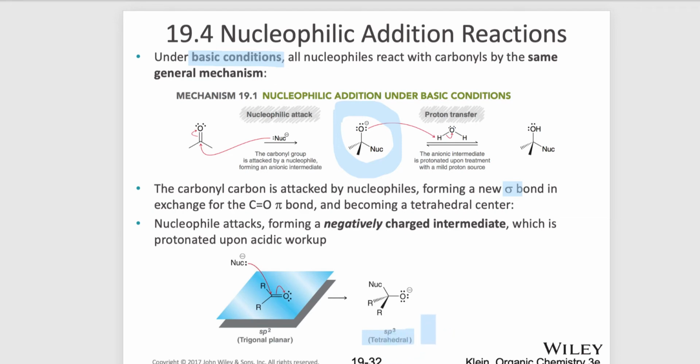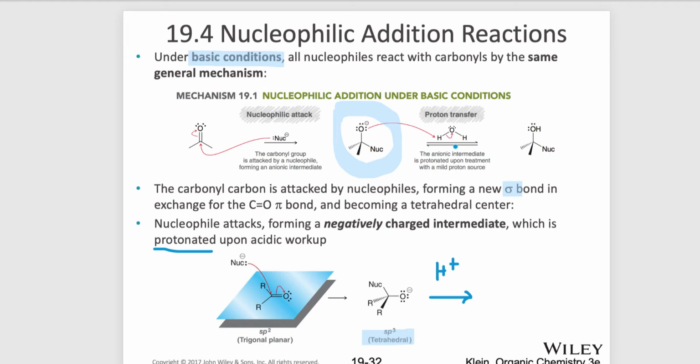Tetrahedral meaning that it wants to be close to 109 degrees all around for the 4 single bonds. We see now the nucleophile has been introduced. Here's our negative charge. And all that is missing is protonation, also referred to as acidic workup. So we look for conditions that introduce an H+, and then basically you will get your hydrogen attached to the oxygen, and then it looks like this.